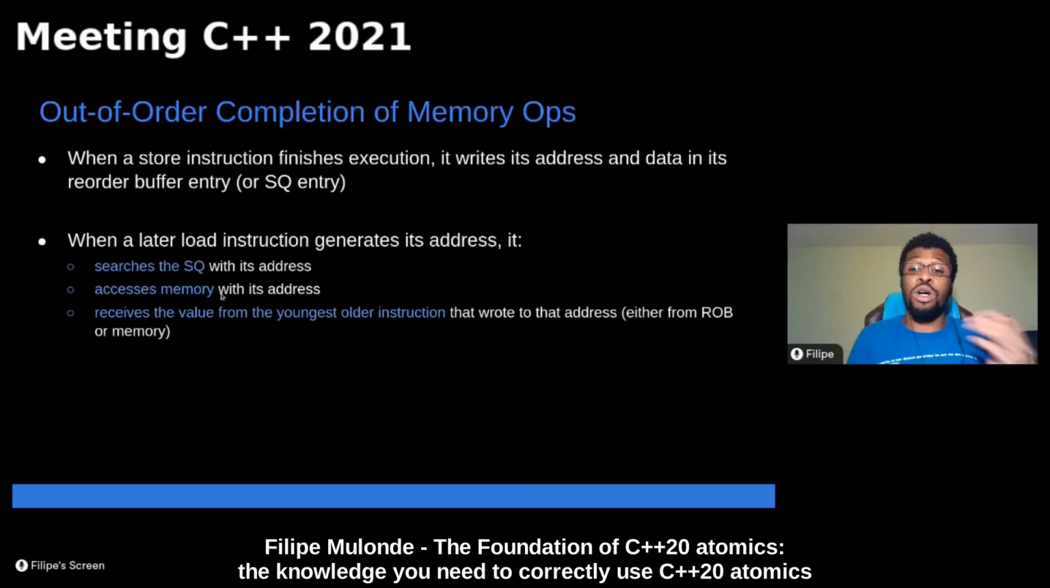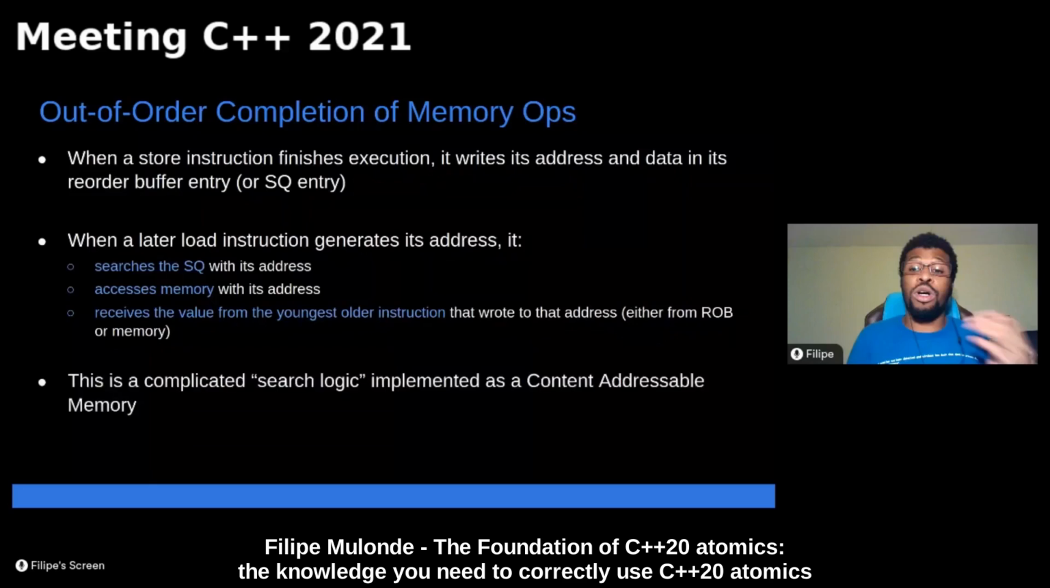So we need to receive the value from the youngest older instruction that wrote to that address, either from the reorder buffer, or store queue, or from memory. This is a complicated search logic implemented as a content addressable memory. And content here is the memory address, but we also need to take into consideration the size and the age. Going forward, it will be clear. It's also called the store-to-load forwarding logic.